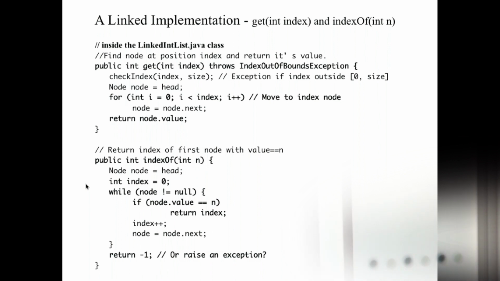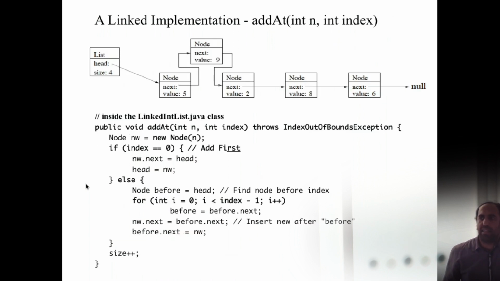And similarly, we have the get and indexOf methods. The get method internally behaves similarly to the array-based implementation. Before returning an element, it checks whether the index is a valid index or not, and if it's not valid, it throws an index out of bounds exception.